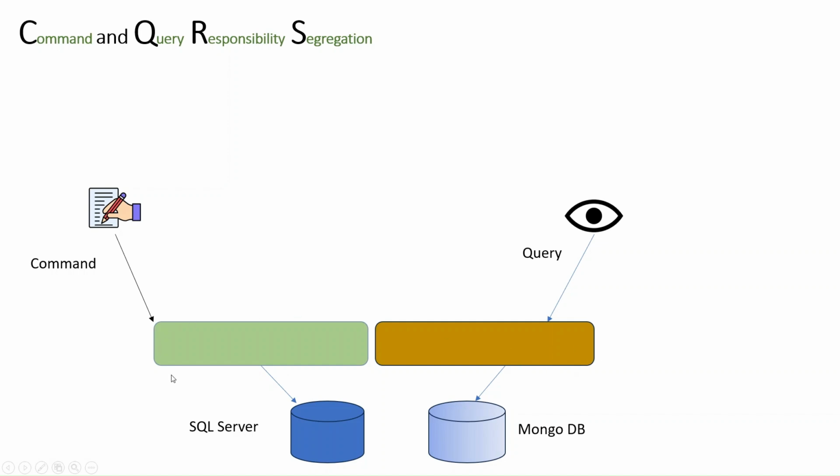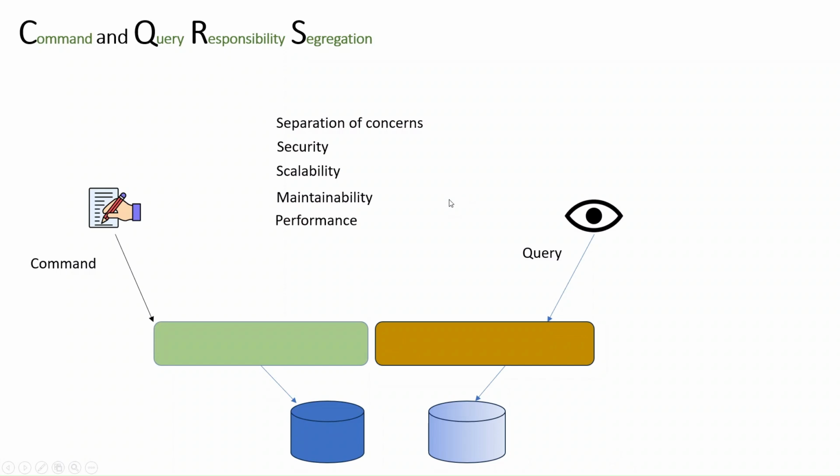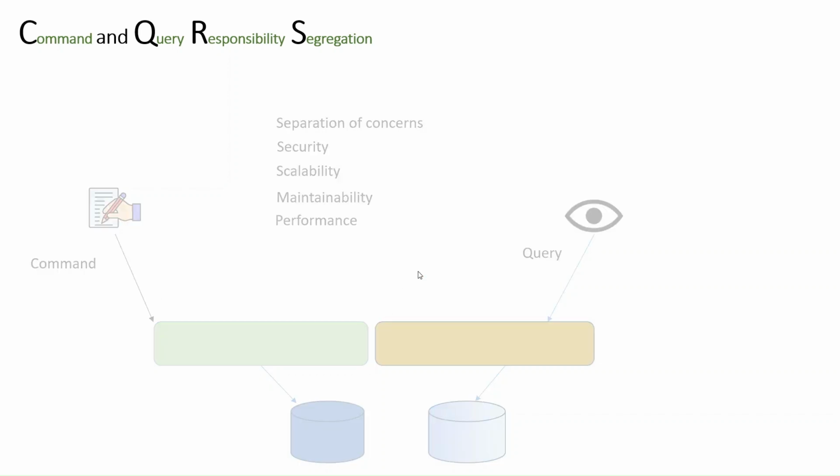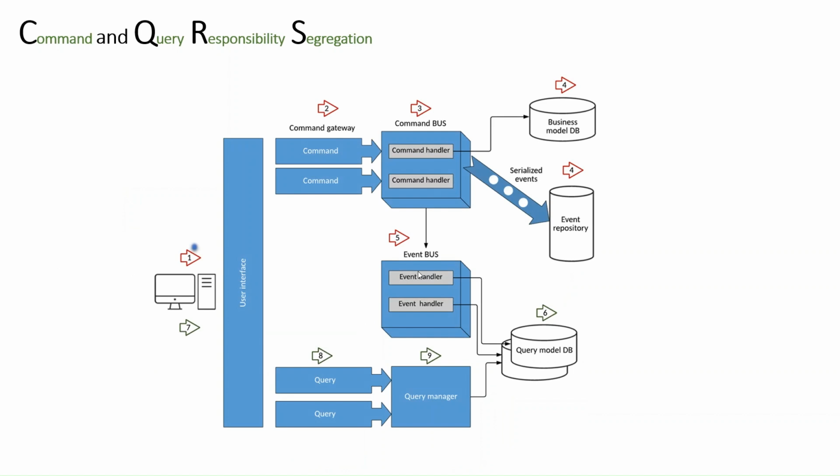If we talk about the command side, then you can easily implement complex logic like validations, domain-driven design aggregates, or idempotency. Because of having two separate subsystems, we can achieve separation of concerns, security, scalability, maintainability, and performance for our application. Now let's understand the communication model in CQRS with the help of this architecture diagram.